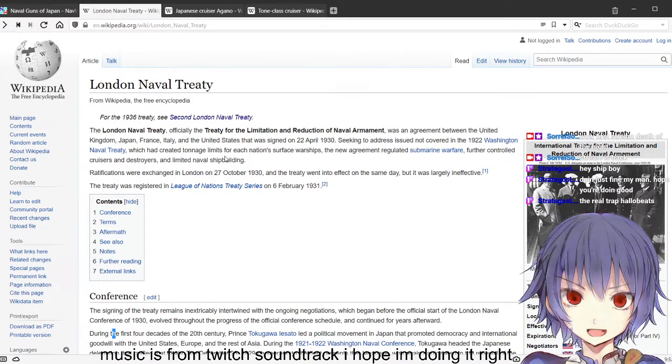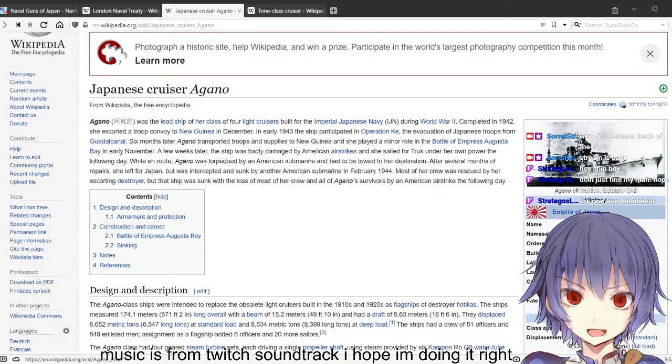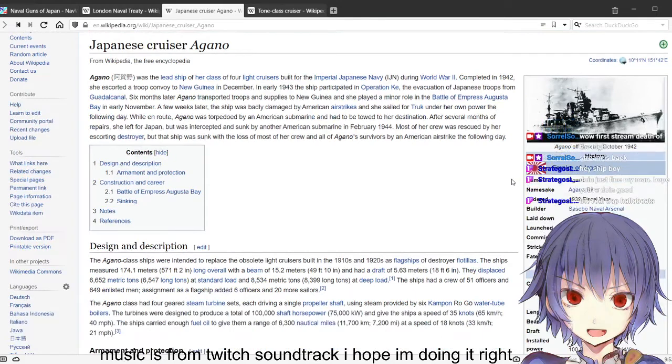So there's 2 reference ships that we can use that are of this period for the year 1934. One of which is not 1934, and that's Agano, which is the only Japanese light cruiser built after the 20s.